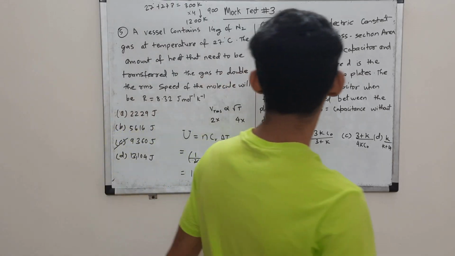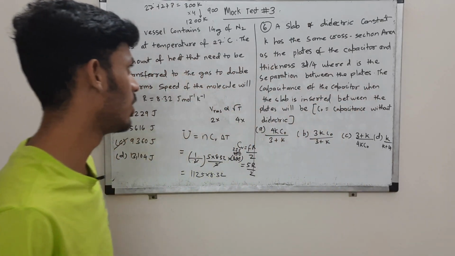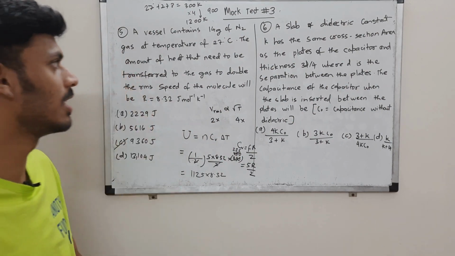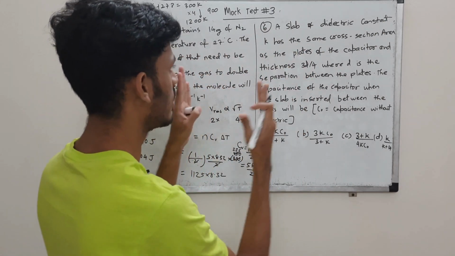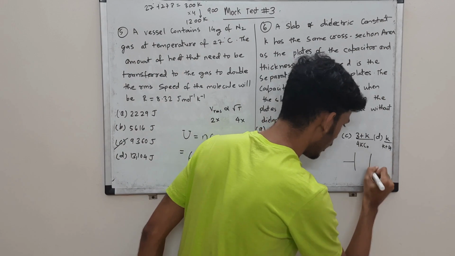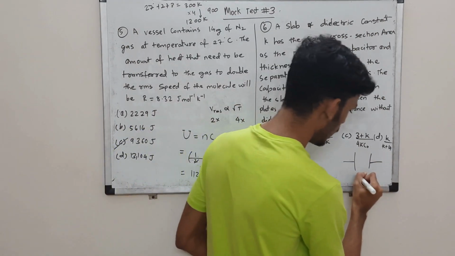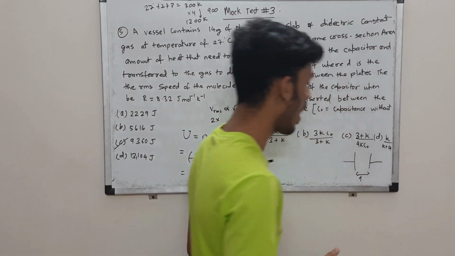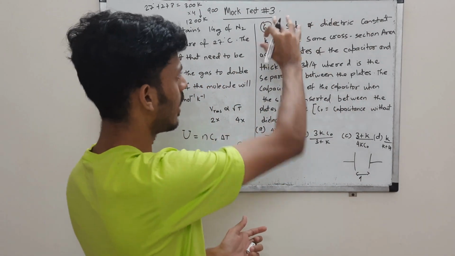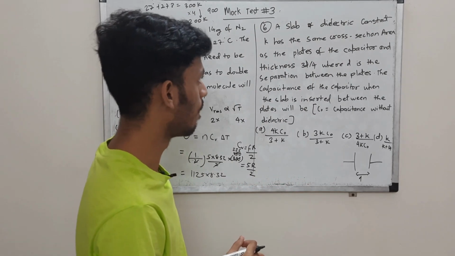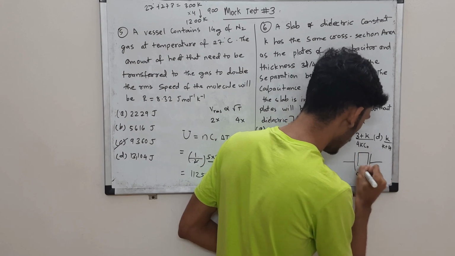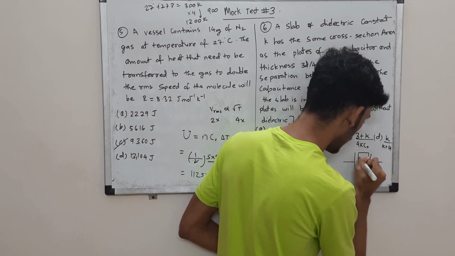Okay, let's come to this one. Here we have a slab of dielectric constant K. It has the same cross section area, so basically the same area as the plates of the capacitor, and thickness is 3D by 4. So the question is saying we have a capacitor, the separation between the plates is D. You have a dielectric slab of constant K, which we place between the plates of the capacitor, but it has only a width of 3D by 4, 3/4 of the width.